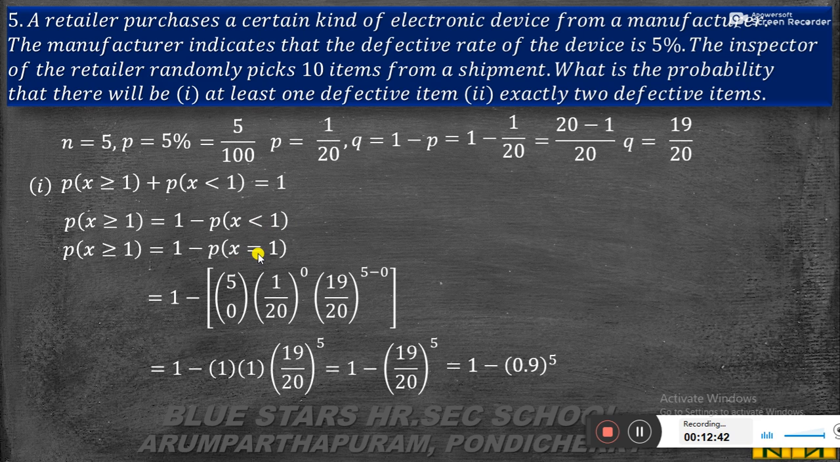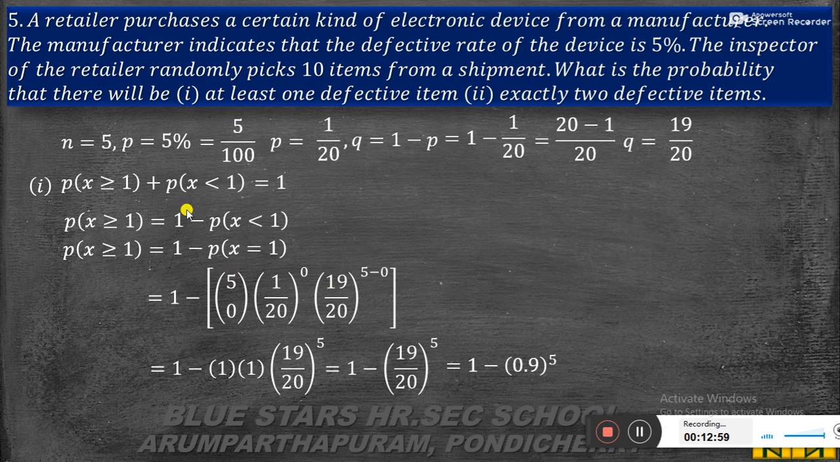It is a smaller value. So x equal to 0 will come. So 1 minus probability of x equal to 0. I substitute x equal to 0 in the binomial distribution. The binomial distribution formula is nCx p power x q power n minus x.